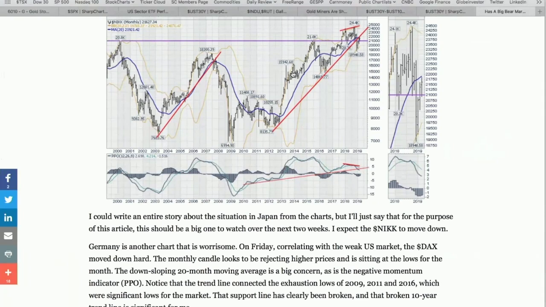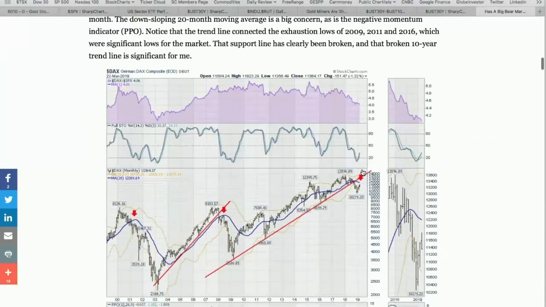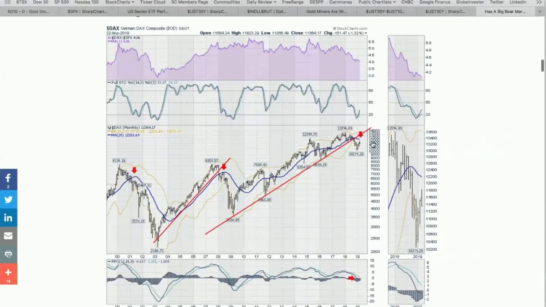In this case, I wouldn't call it good negative divergence because it took a whole year and a half to make the second peak. And on a percentage price oscillator, it was still up at the same level, so I don't have a problem there. What I have a problem with was we were starting to break through the trend line again on the Nikkei. Now, here's the DAX, and again, we've broken some big long-term trend lines.